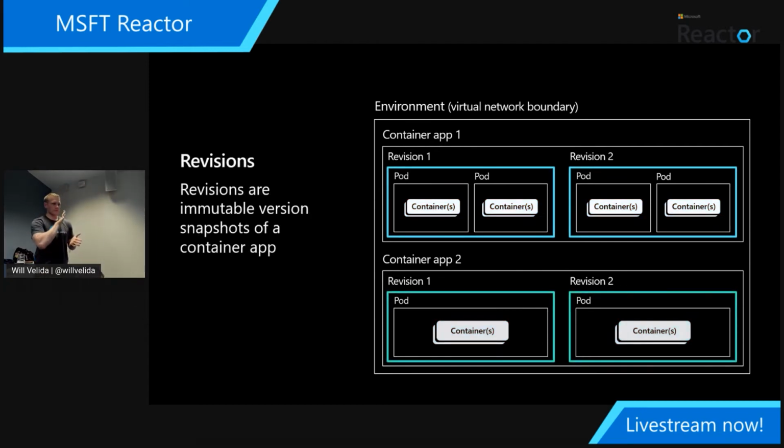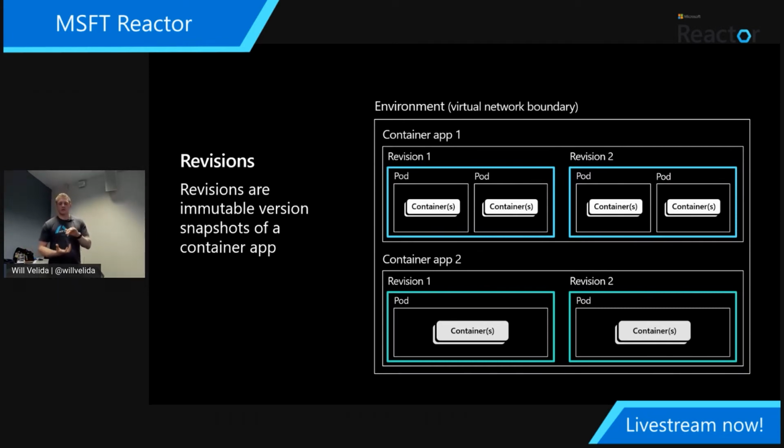Cool. Now, there's this idea of revisions in container apps, and they are immutable versions and snapshots of your container app. So essentially, when you create a container app for the first time, your first revision is created. And new revisions are automatically created when the container app's template configuration is updated. This is what we refer to as a revision scope change. Now, revisions are immutable. But they're also affected by global configuration changes, like secrets, for example, which will apply to all of your revisions. And this is what's referred to as an application scope change.